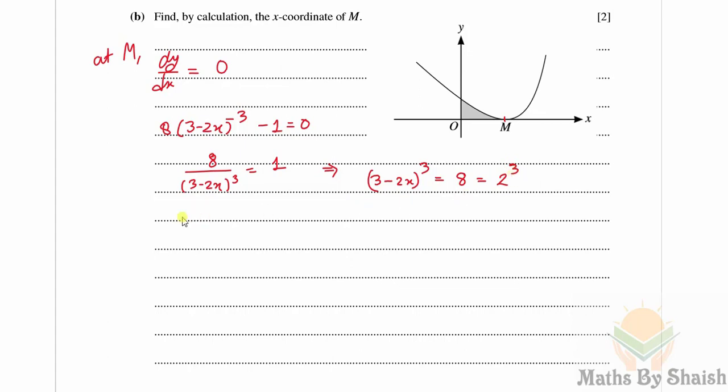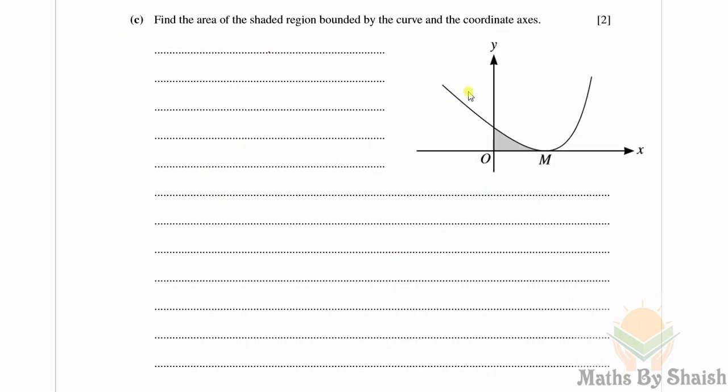So we can get a value from here, that is 3 minus 2x is equal to 2. Comparing them, we'll get 3 minus 2 which is 1 is equal to 2x. This means x coordinate of M is going to be 1 upon 2. So at the minimum point this x is going to be 1 upon 2. That's the x coordinate of M. I hope it is clear. Let's do the next question, but I brought the diagram here.